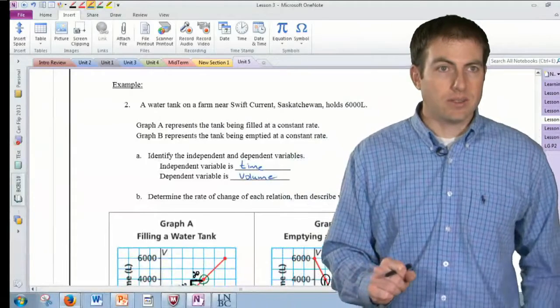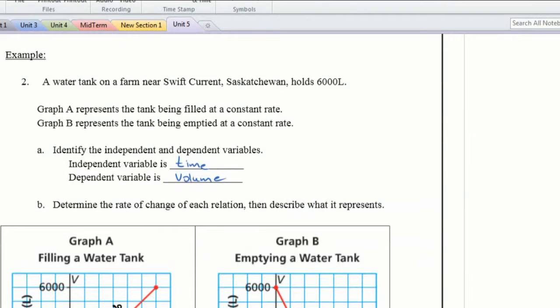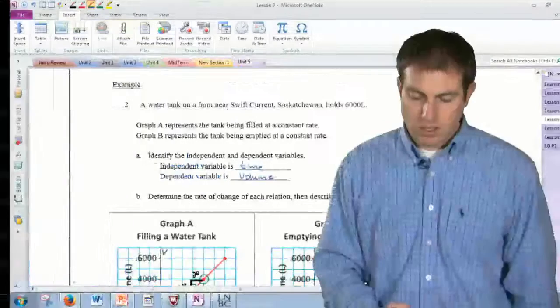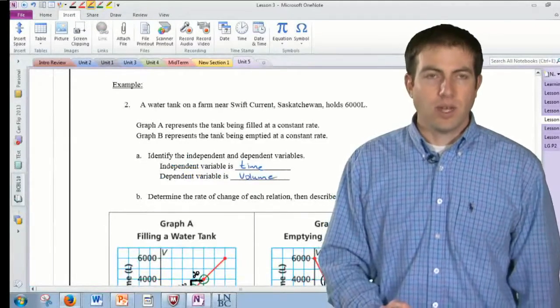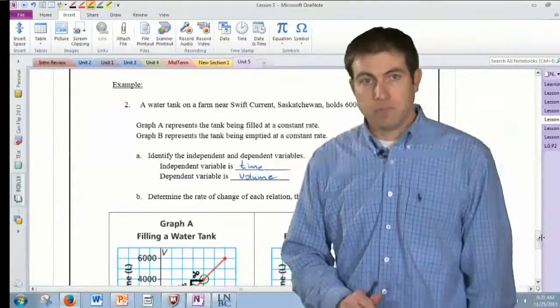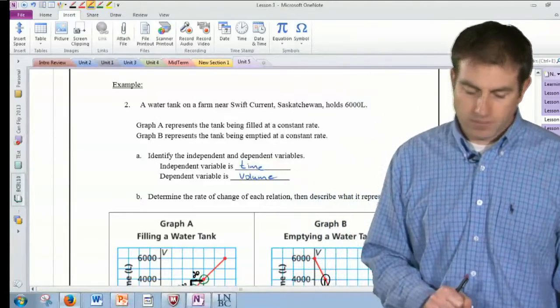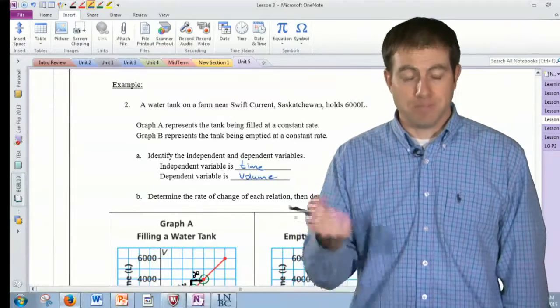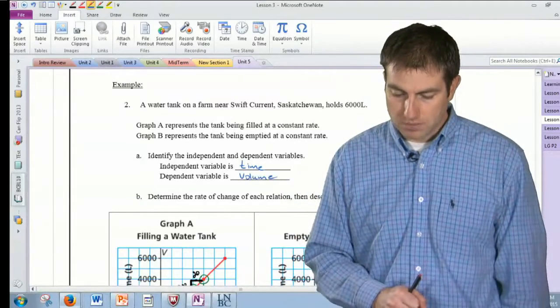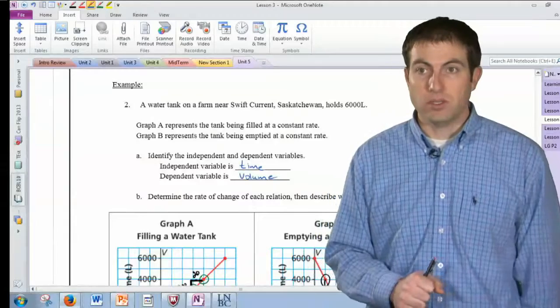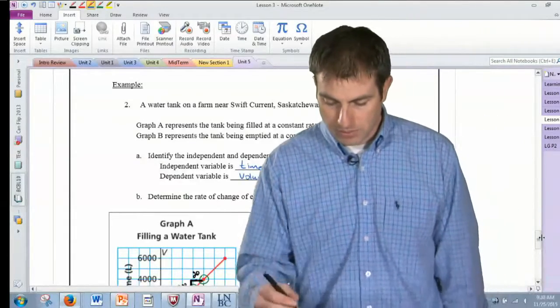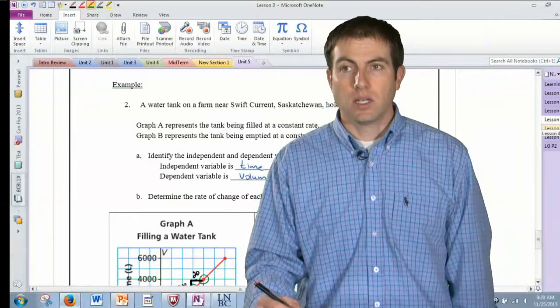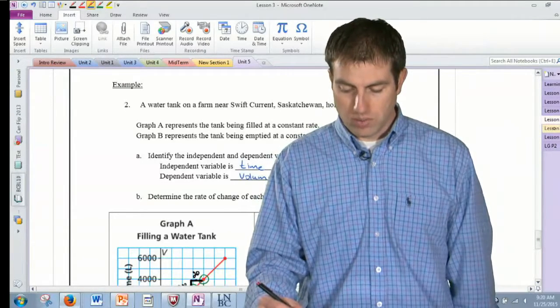So the independent is time, the dependent is volume, Abby. So that kind of finishes up lesson 3. And like I mentioned, it's really similar to the stuff we're going to do today. So I figured we might as well take another look at it. So what we're going to do, if nobody has any questions about any of that stuff, I'm going to jump into lesson 4. And we'll just kind of go from there.